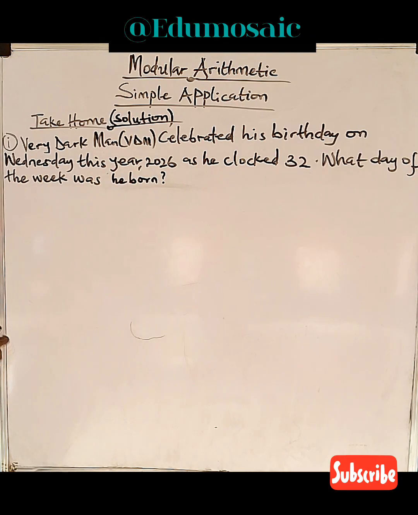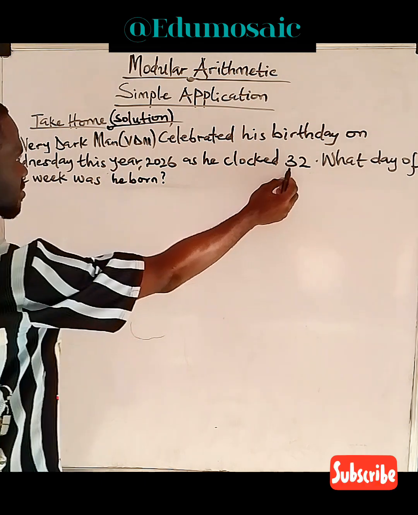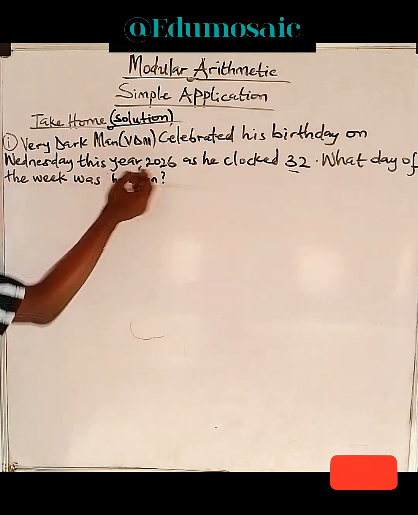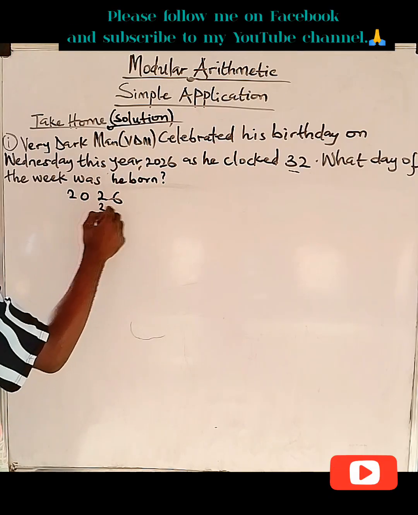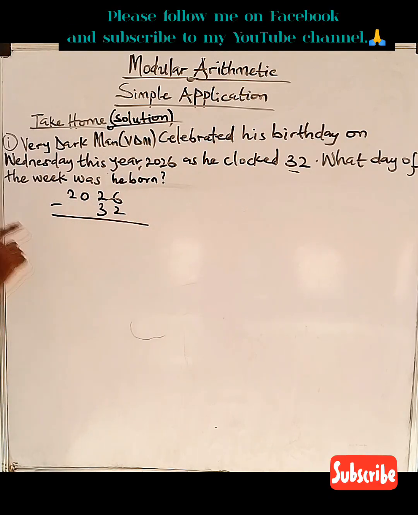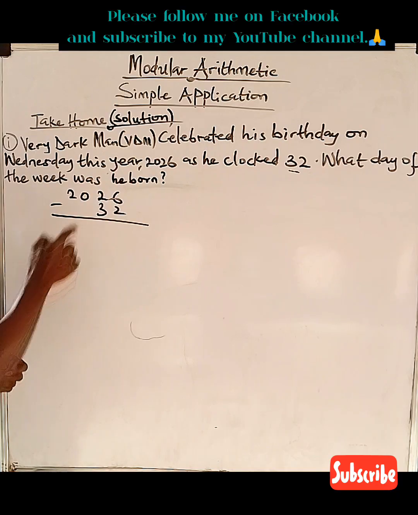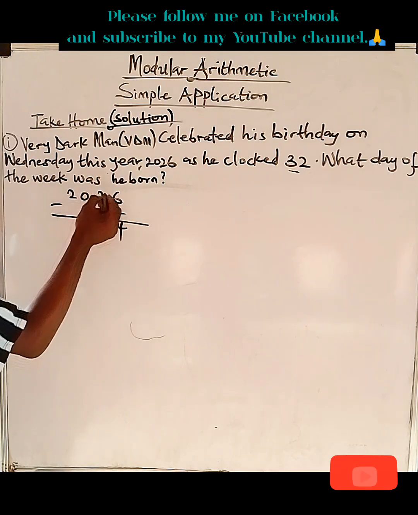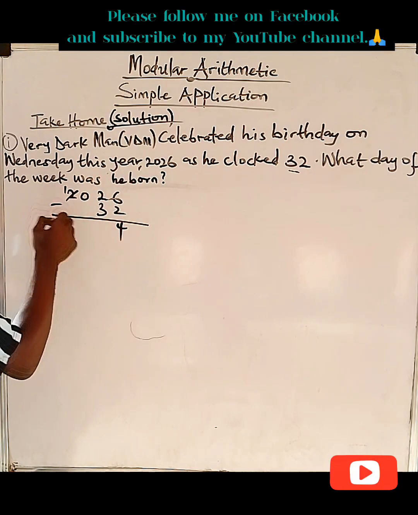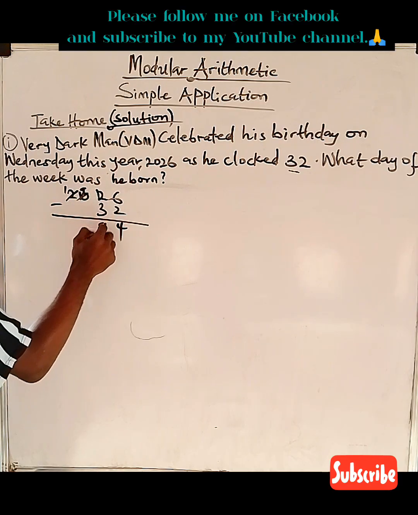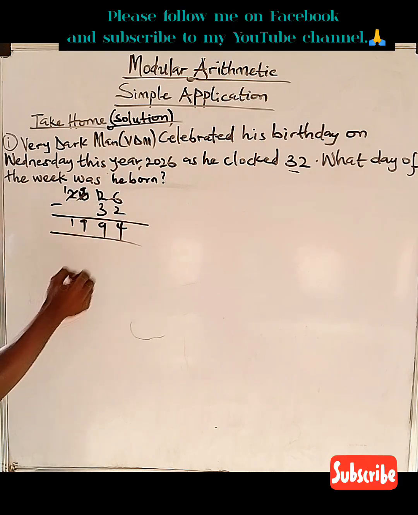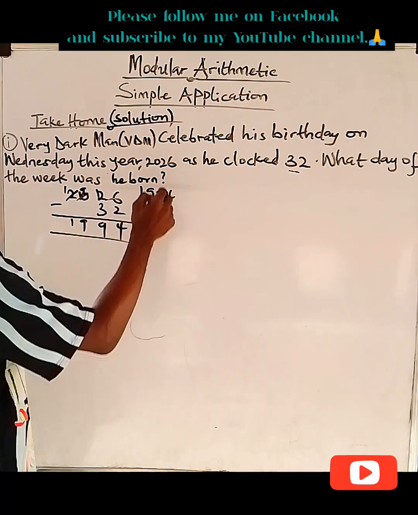It's very easy. If Very Dark Man completed 32 years this very year, 2026, let's see the year he was born. 2026 minus 32 years. That's the first step you're going to take. So 6 minus 2 is 4. You can take 3 here from 2, row 1 from here, you have 1 left. Put it here, 10, move it, 9. Put it here, 12, 12 minus 3 is 9. So it means VDM was born in 1994.